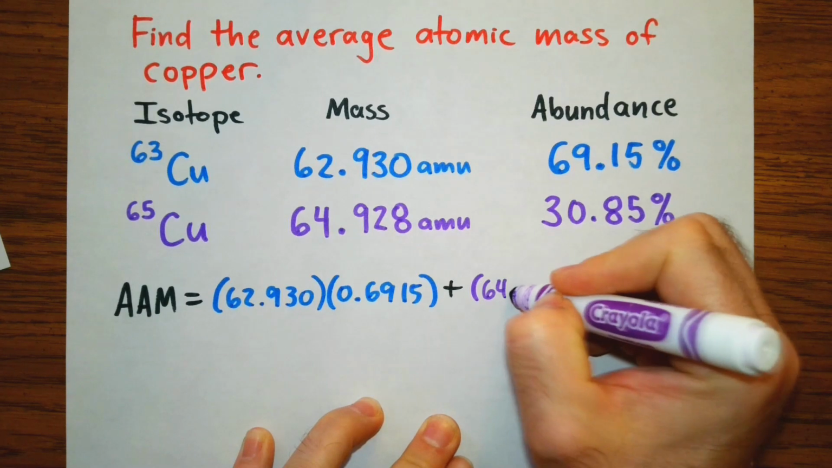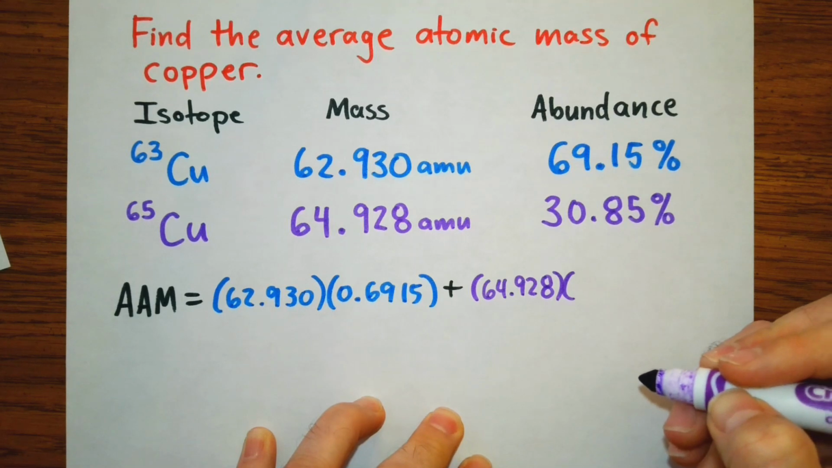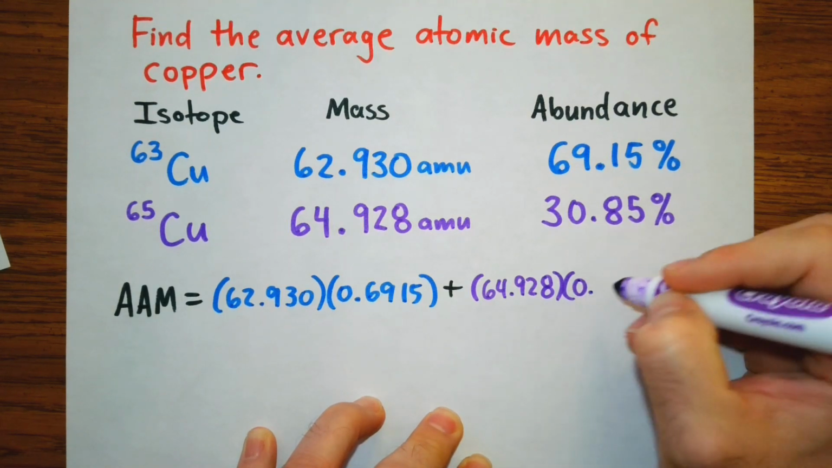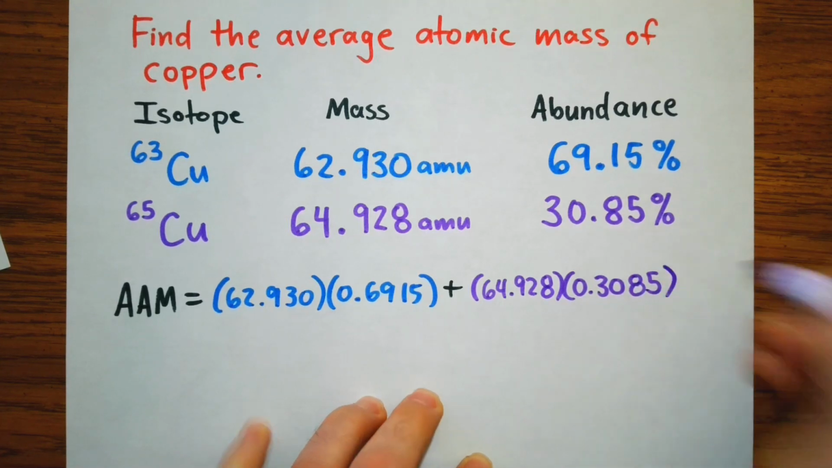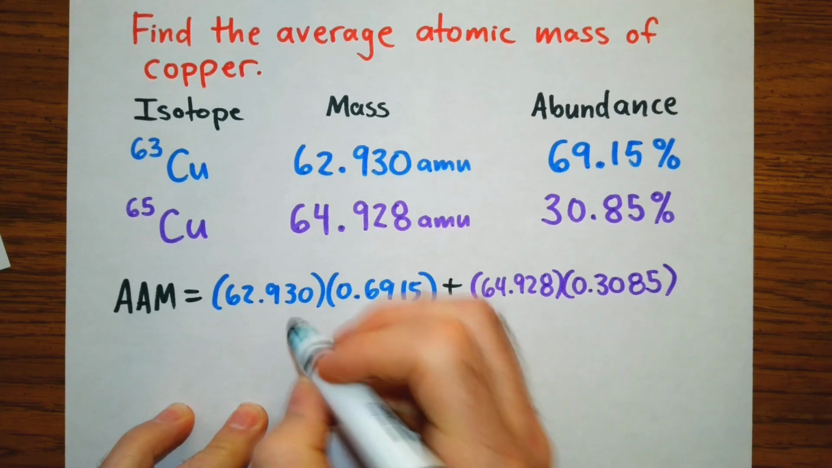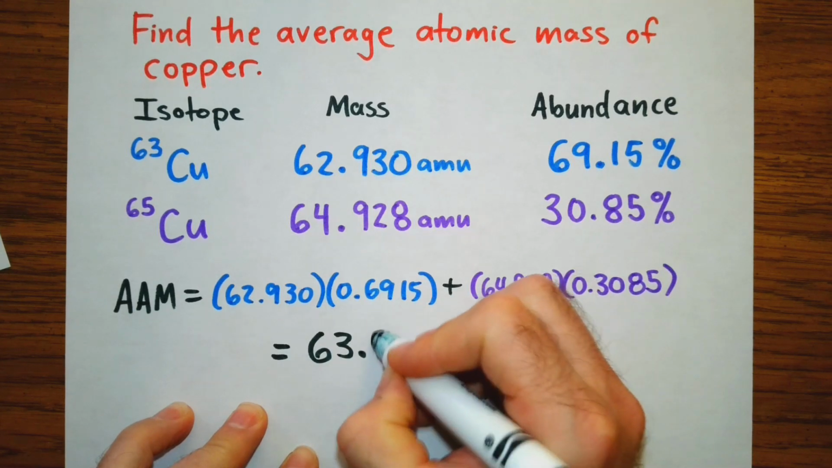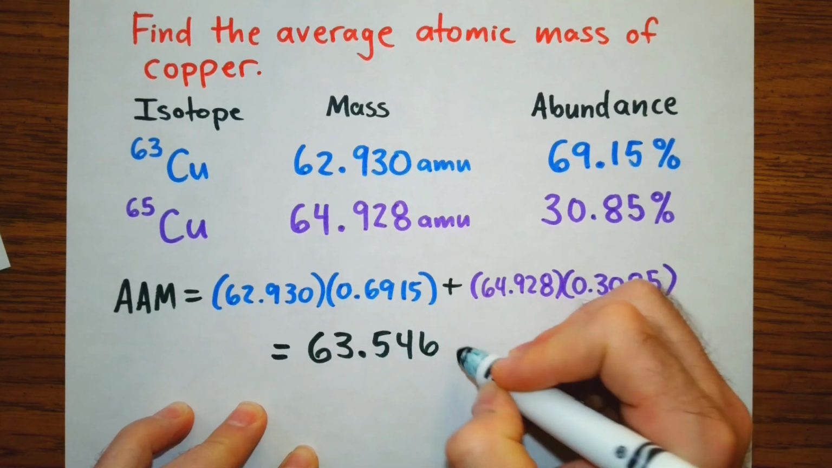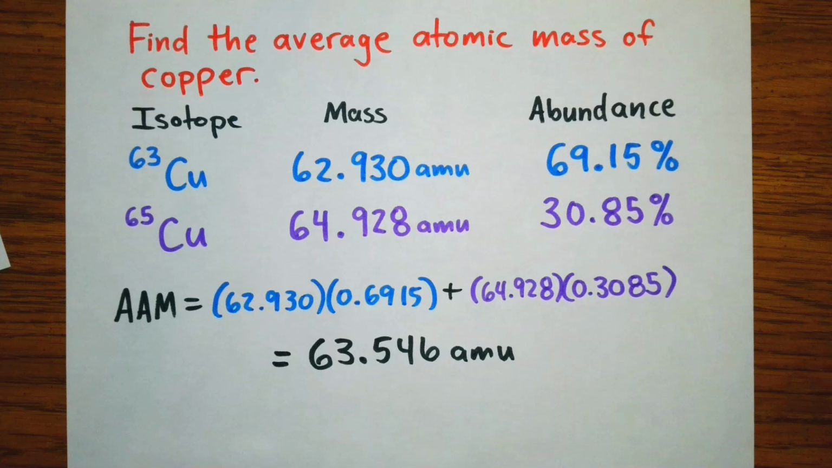So we have 64.928 atomic mass units multiplied by, put it in decimal form, 0.3085. And so when we put that into a calculator, what we're going to get is the average atomic mass of copper. And that turns out to be 63.546. And that is atomic mass units, or grams per mole. Sometimes atomic mass unit is just abbreviated with a U.